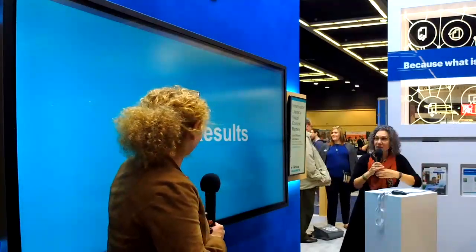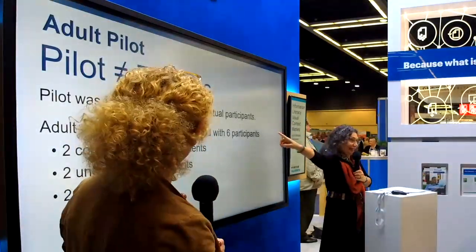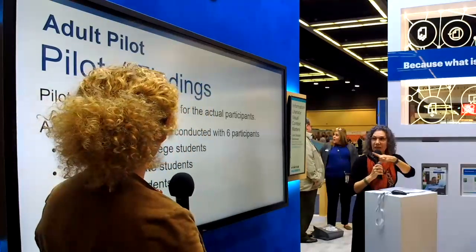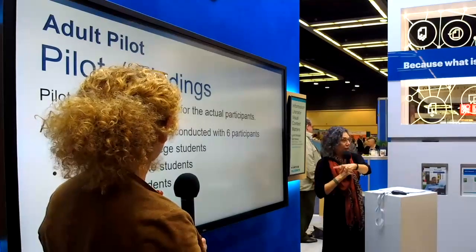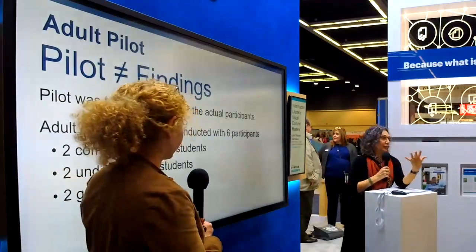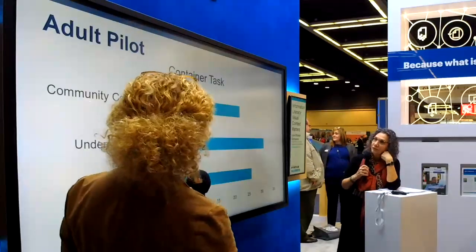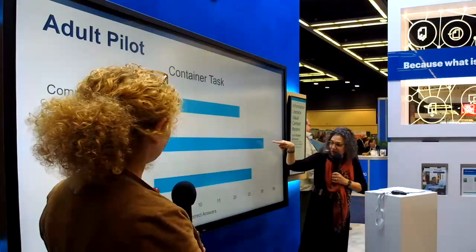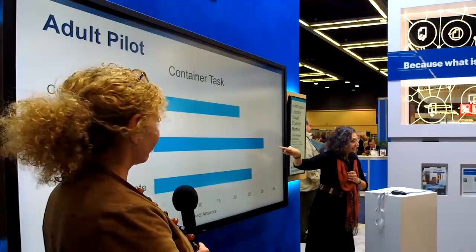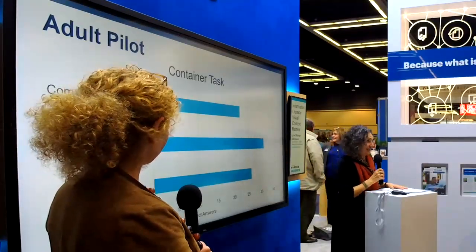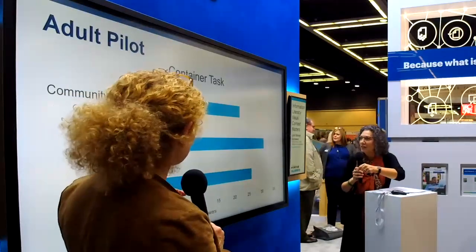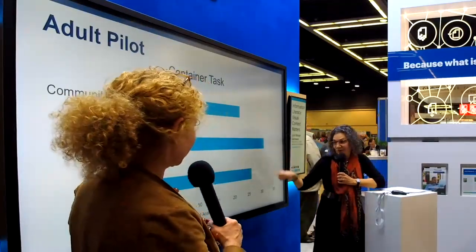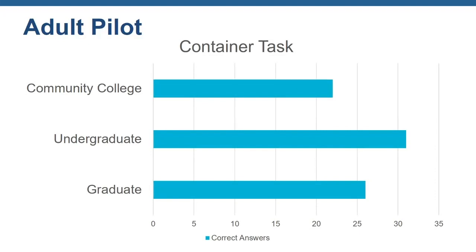So these are pilot results. I want to say pilot does not mean findings. We had 2 community college students, 2 undergraduate students, and 2 graduate students, because we were doing this to test everything. And so when you look at the container task, the undergraduates had the most correct answers, which I found interesting. I don't know if that surprises anyone else. Did it surprise you? It did, but look how low the number is. It is very low. And considering the level of confidence we saw in the last data, this is really shocking. Yeah, I was very surprised.